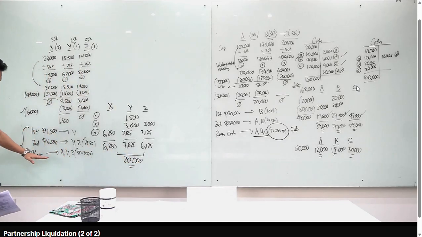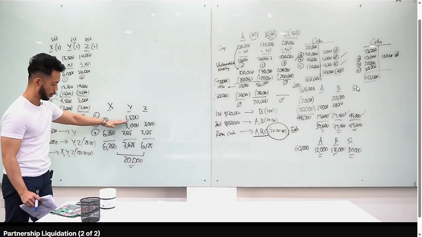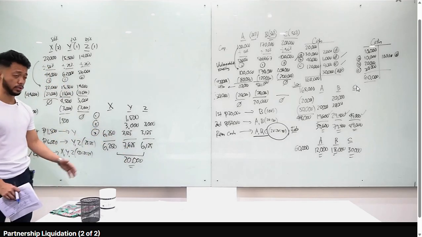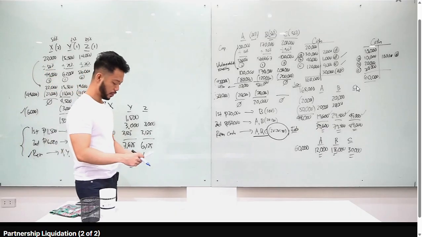Very important. Since naka-receive si X, dapat na-receive muna ni Y to and ni Z. Okay? Kung na-receive to ni X, dapat ito yung na-receive ni Z. Kasi P&L ratio yan. Okay? So, ayan. Feeling ko pwede rin siya masolve ng safe payment schedule. No? Pero, mas madali kung ito yung gamitin mo dyan. Okay? Let's go to number 2.